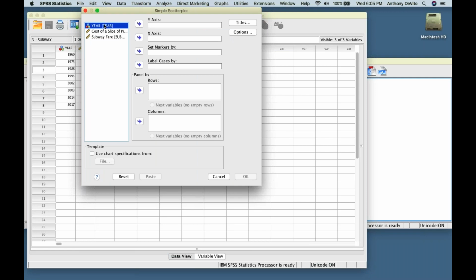Okay, so I'm going to put the cost of a slice of pizza. Notice I'm not using year, that's a categorical variable, right? The cost of a slice of pizza I'm going to put into the y-axis, and the subway fare I'm going to put into the x-axis. I'm going to say okay, and it'll graph it for me.